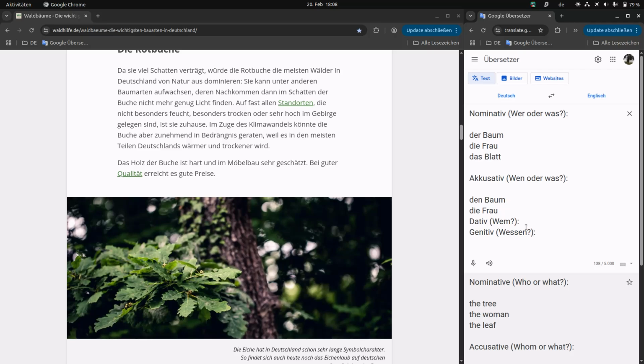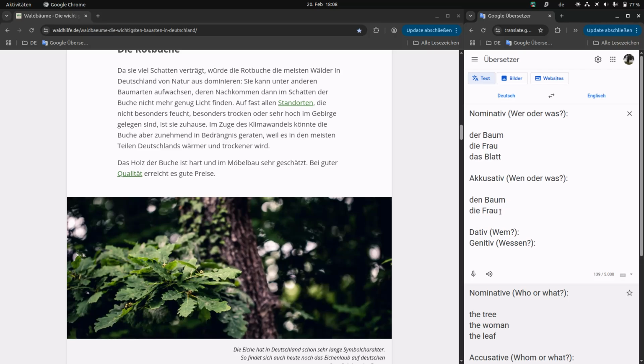necessarily have these cases. So, der Baum, die Frau, das Blatt, which are the nominative cases. Like, the tree is standing there, der Baum steht dort, die Frau sitzt dort, the woman sits there, das Blatt liegt auf dem Tisch, the paper or leaf lies on the table. Wen oder was? Den Baum, die Frau, das Blatt.